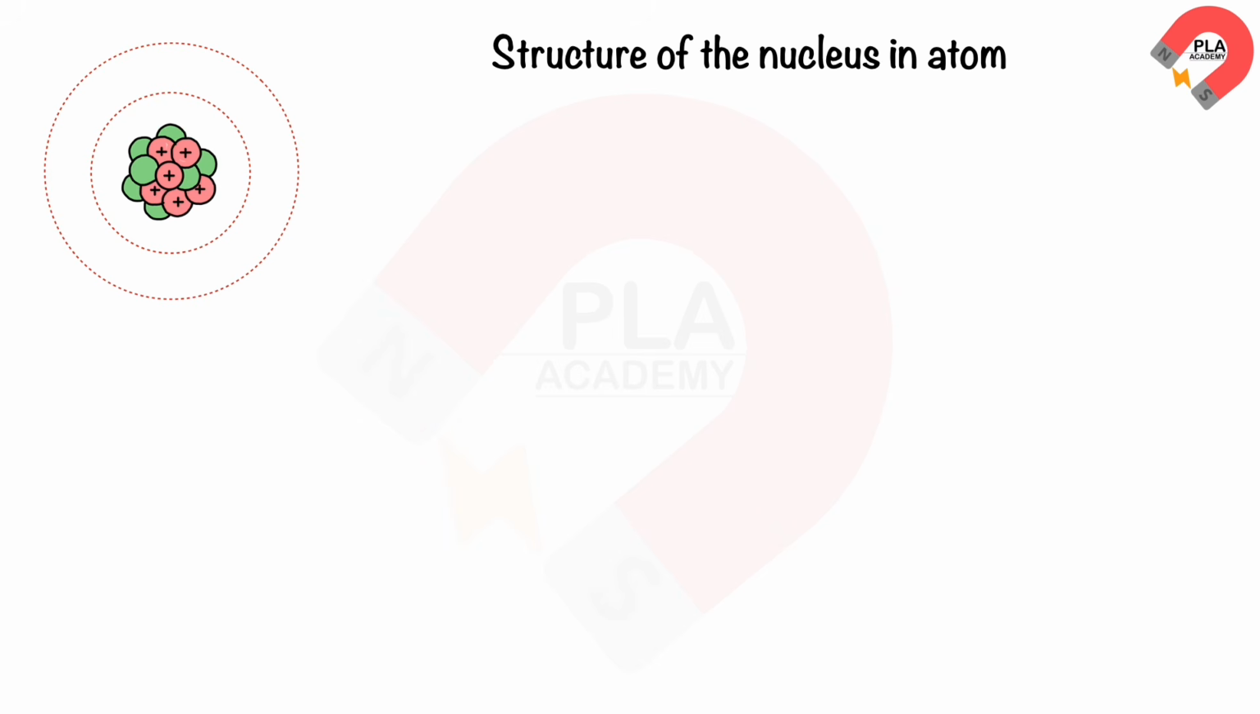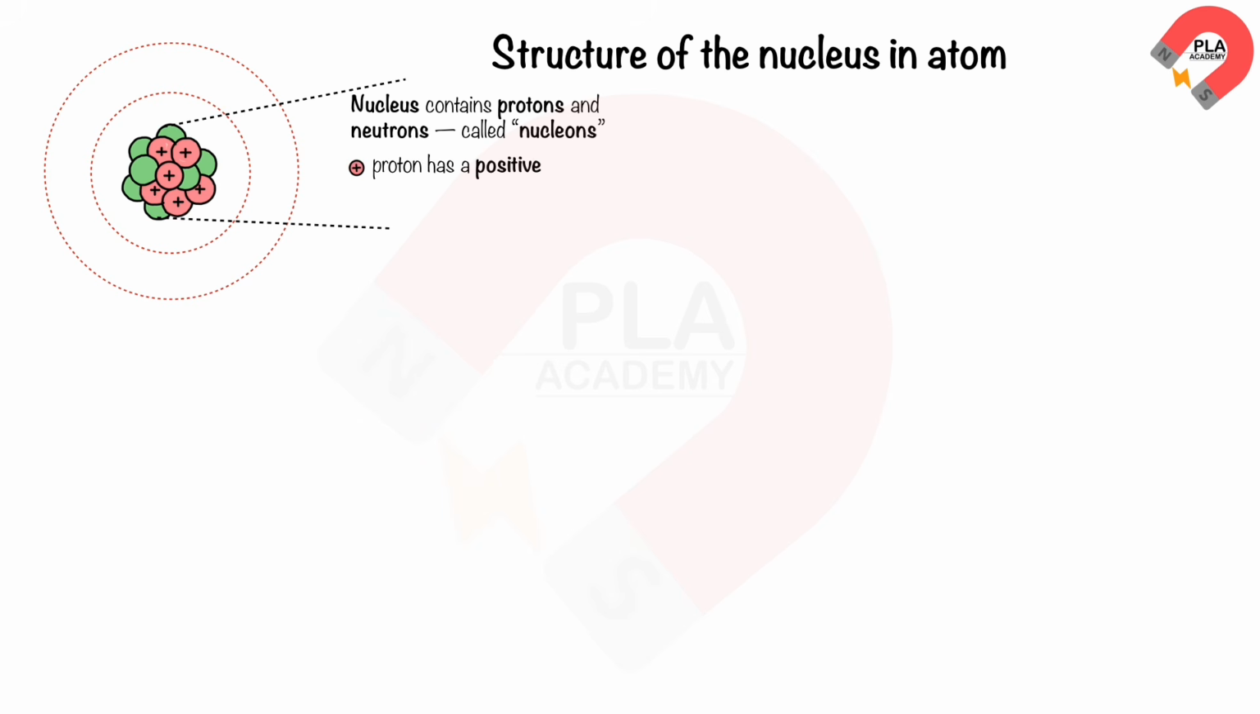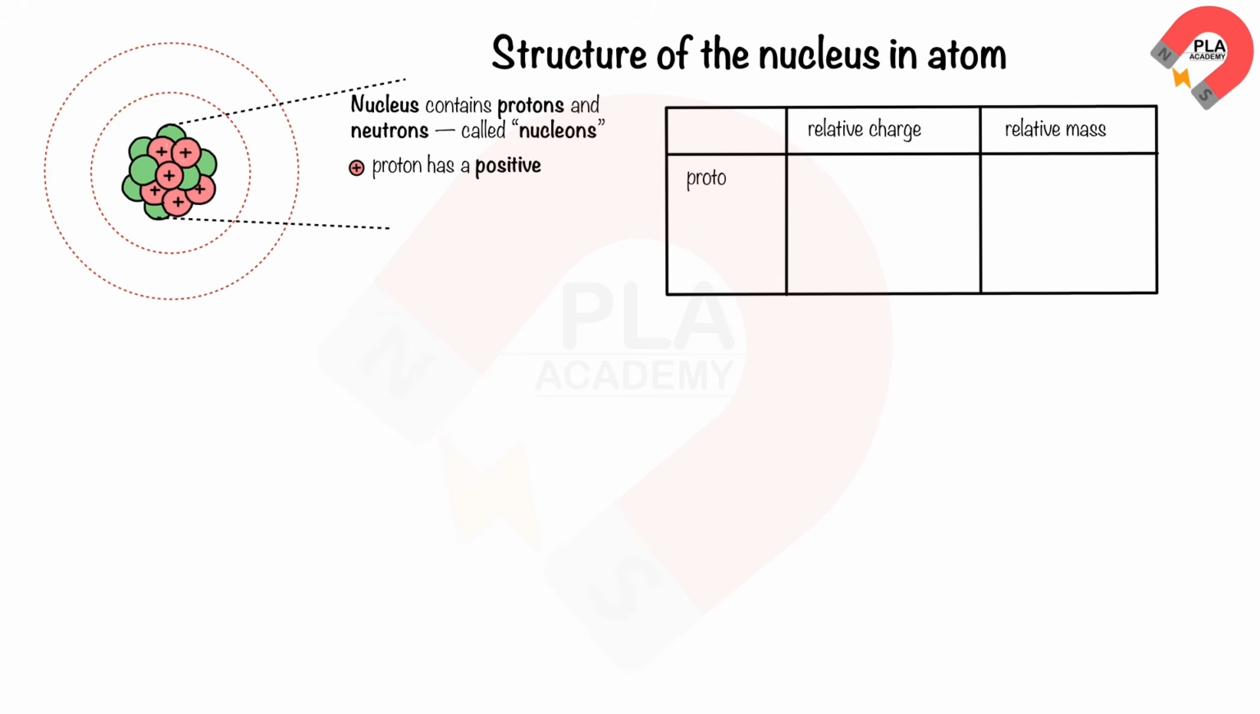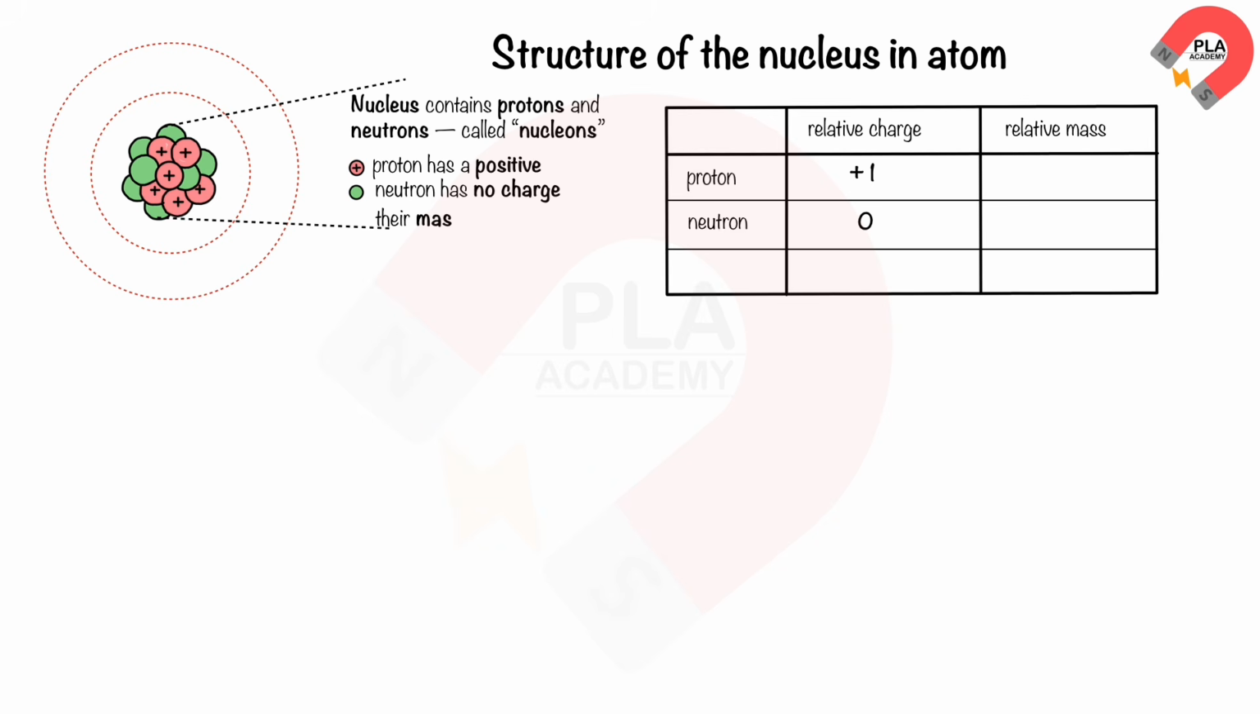The structure of the nucleus in an atom. There is a central nucleus made up of protons and neutrons, which are called nucleons. Protons have a positive charge, and their relative charge is +1. Neutrons have no charge, and their relative charge is 0. The mass of a proton and a neutron is similar.